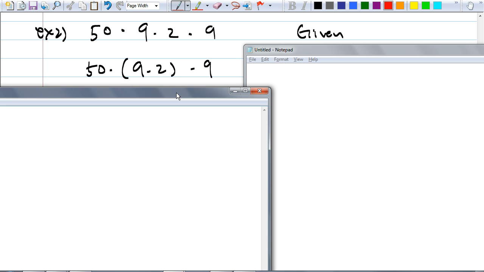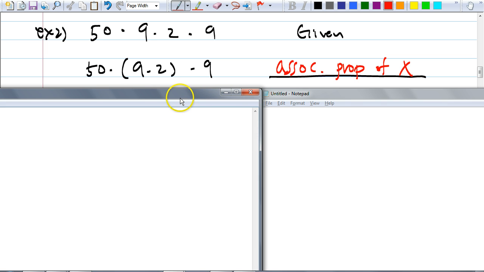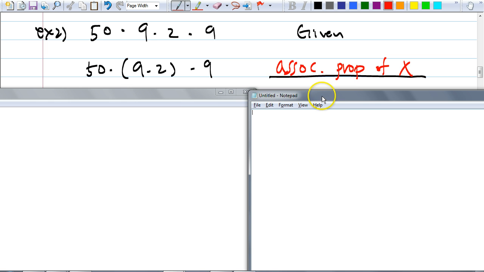Associative property of what operation? Multiplication. How many people agree? Samuel says it's the associative property of multiplication that allows us to write this, and this is correct. You guys are right. It's the associative property of multiplication. Do you see the kind of game they're playing here?